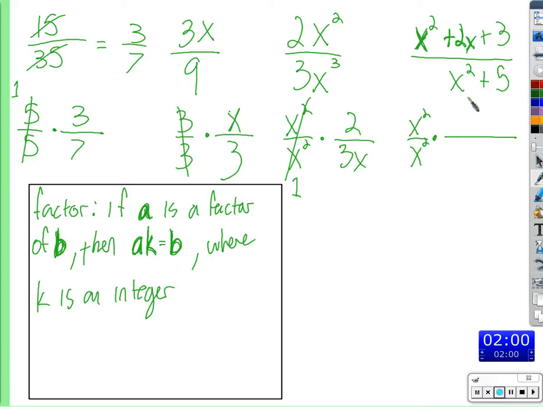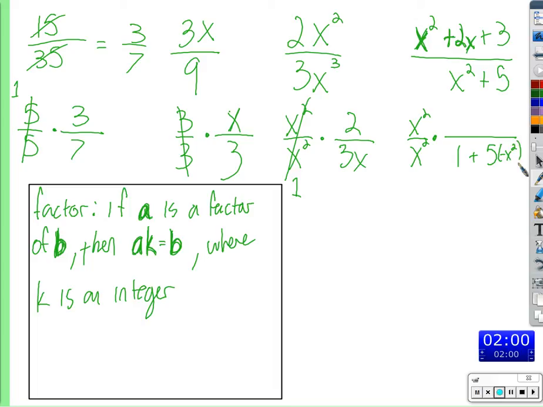I'm open to any ideas that you have. While you think about that, we have the same problem in the numerator. What can I multiply x squared by that would give me x squared plus 2x plus 3? Freddie. Well, I was thinking maybe at the bottom you could have 1 plus 5 negative x squared.